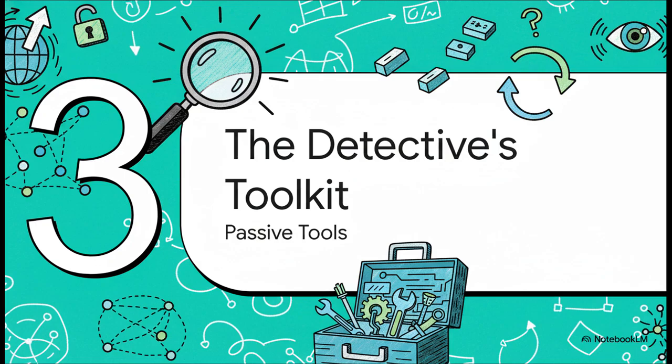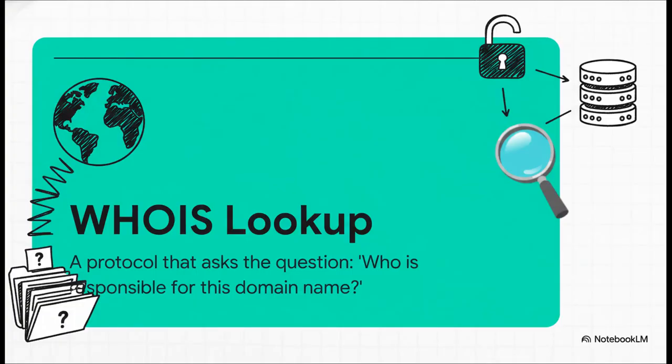Every detective needs a toolkit, right? Well, ours is filled with tools that are surprisingly powerful, super simple to use, and best of all, they're free and available to literally anyone on the internet. Our first tool is the WHOIS lookup. It's one of the oldest and simplest tools on the entire internet, and its job is to answer one very basic question: who owns and runs this website?